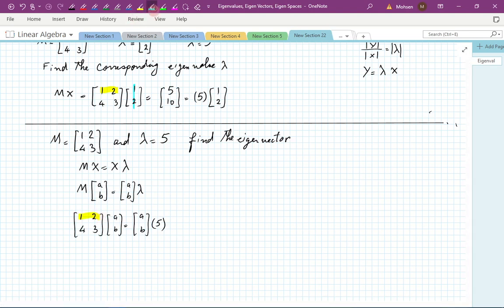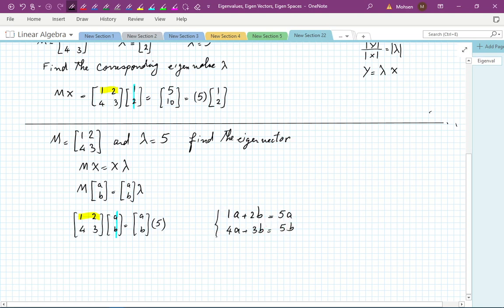How do we multiply? Again, nothing new here, so just multiply. So I have 1a plus 2b. On the right hand side is 5a. Then I have 4a plus 3b. On the right hand side I have 5b. Well, it's just an ordinary equation. Bring everything to one side. So minus 4a plus 2b is equal to 0. The second equation is 4a minus 2b is equal to 0.